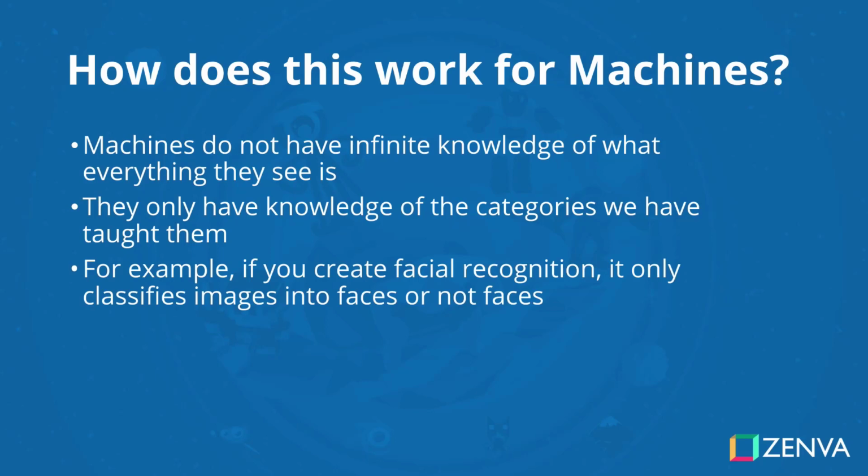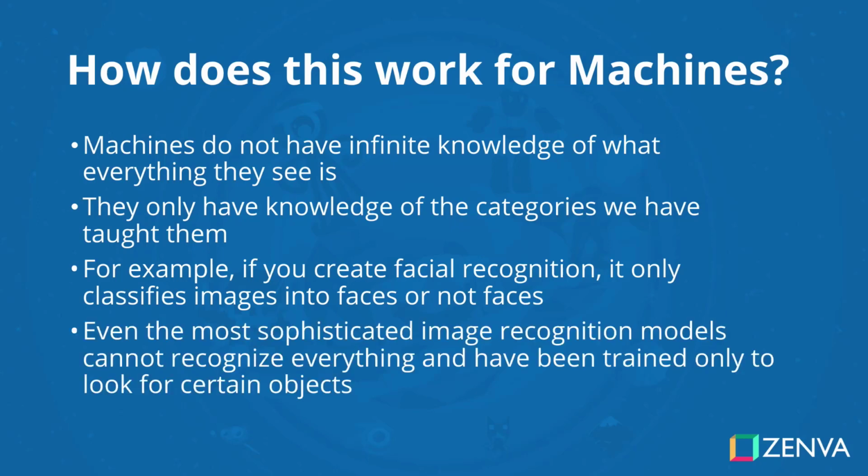Now, a simple example of this is creating some kind of a facial recognition model. And its only job is to recognize images of faces and say, yes, this image contains a face, or no, it doesn't. So basically, it classifies everything it sees into a face or not a face. Now, this means that even the most sophisticated image recognition models, the best facial recognition models, will not recognize everything in that image. It's never going to take a look at an image of a face, or maybe not a face, and say, oh, that's actually an aeroplane, or that's a car, or that's a boat, or a tree.